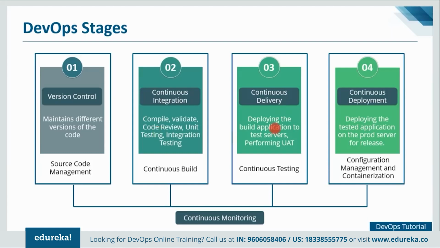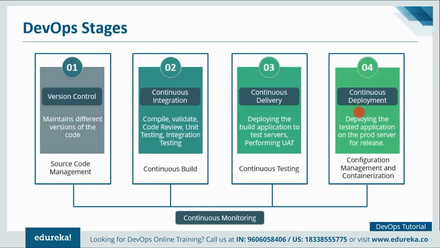Then comes continuous delivery. Now, the same continuous integration tool that we are using, suppose Jenkins, what Jenkins will do once the application is built is deploy it onto the test servers for testing, to perform user acceptance tests or end user testing, as you call it. We'll be using tools like Selenium for performing automation testing. And once that is done, it'll then be deployed onto the prod servers for release. That is called continuous deployment.